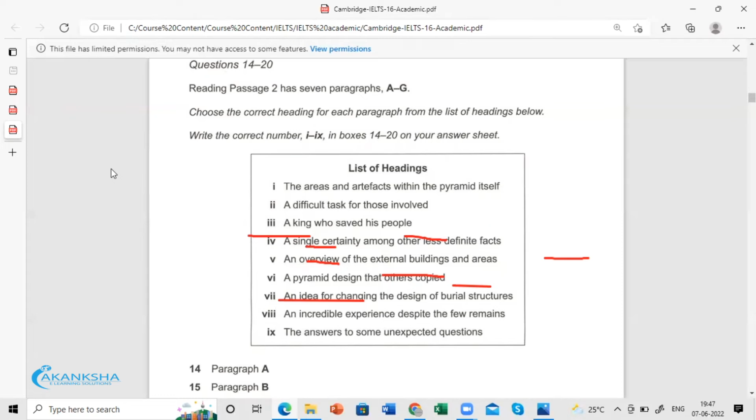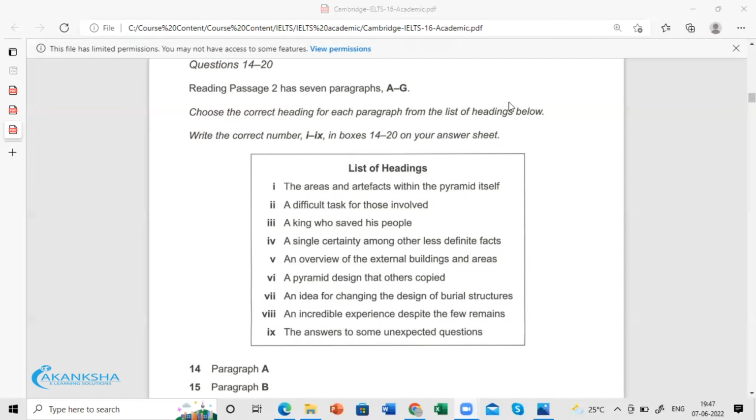Okay, right. So that's the main thing. Yes, that's a good job. Right, an incredible experience answers. So they are not matching here, right? So these list of headings is the trickiest ones out of all these questions that we have.